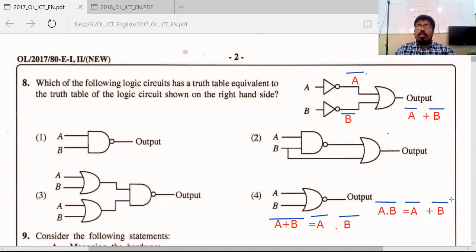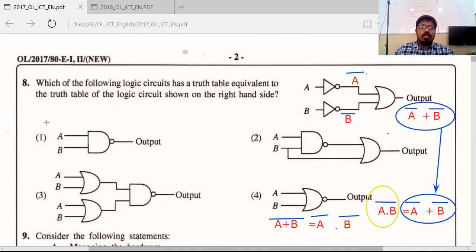Right. So A dot B holding bar is equal to A bar plus B bar. You can observe we found it. So this one and this one are same, so this one can be written as this one. So A dot B holding bar. A dot B is an AND gate, holding bar is a NOT gate, and NOT. So first answer option.